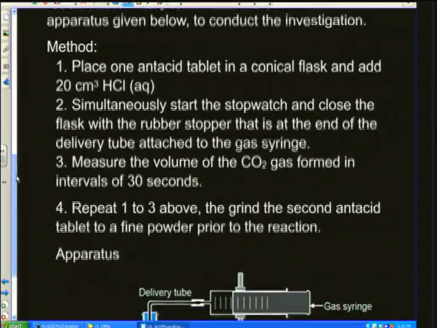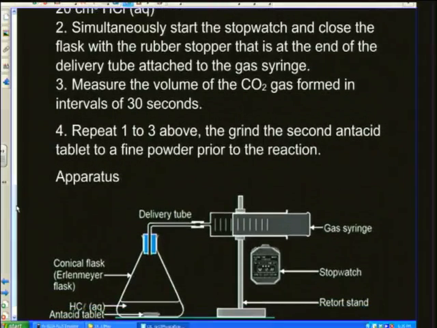They measure the volume of the CO2 gas formed at intervals of 30 seconds, so they're measuring how the syringe increases, and then they repeat steps 1, 2, 3 above and grind the second antacid tablet to a fine powder. They're repeating all the steps. Temperature staying the same, concentration staying the same, they're changing surface area.